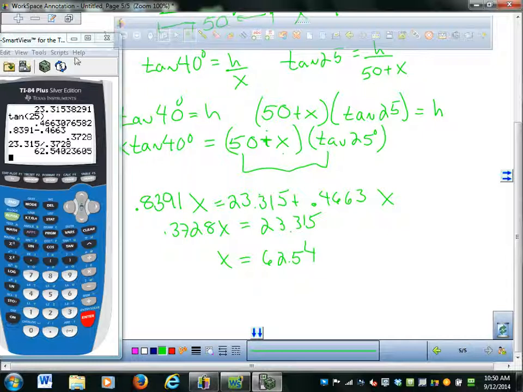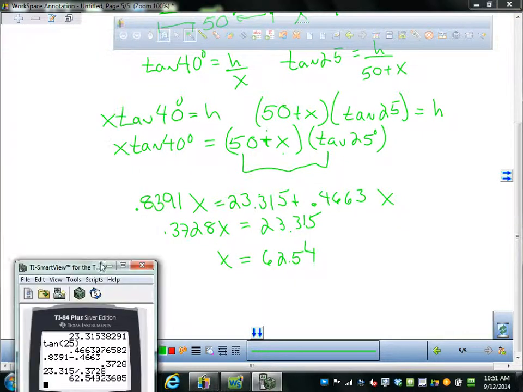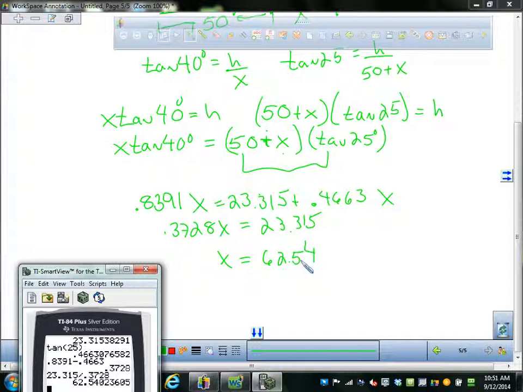So to find h, I would just take that 62.54 and plug it back into here or into here, right? And I would get it. You guys could do that, right? Yeah. Okay, so that's how you do that. You could solve it algebraically for x. What I prefer to do is get x by itself and solve it all in one chunk, but sometimes that gets people confused, so I'm not going to do that. All right, so that's it.